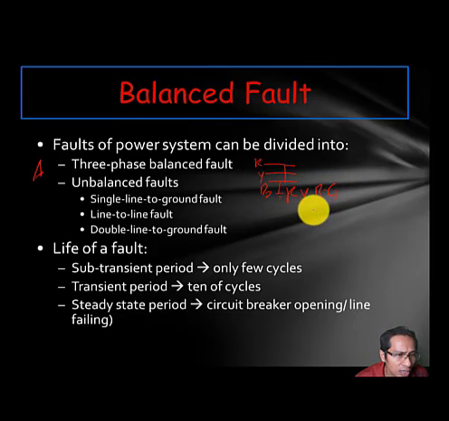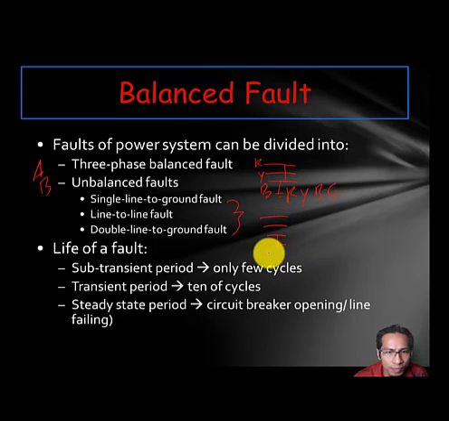Another type of fault is the unbalanced type of fault. Let's say this is B, unbalanced faults. We can divide this type of fault into three subcategories. First, single line to ground faults. Let's say we have red, yellow, blue, and either one line is faulted to the ground. Let's say this line is faulted to ground. This is a single line to ground fault.